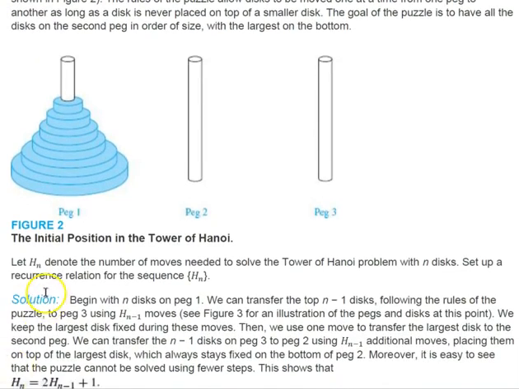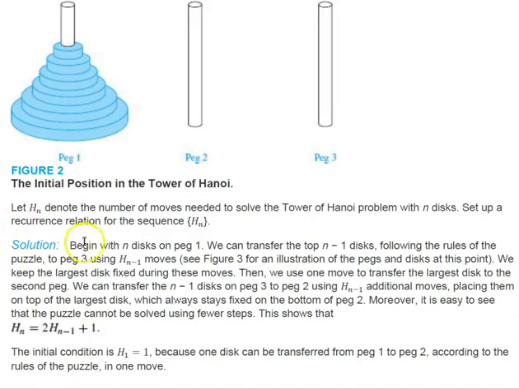Let h sub n denote the number of moves needed to solve the Tower of Hanoi problem with n discs. Set up a recurrence relation for the sequence h sub n. We begin with n discs on peg 1. We can transfer the top n-1 disks following the rules of the puzzle to peg 3 using h sub n-1 moves.